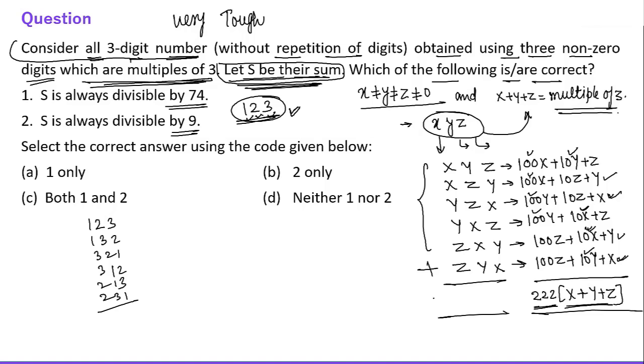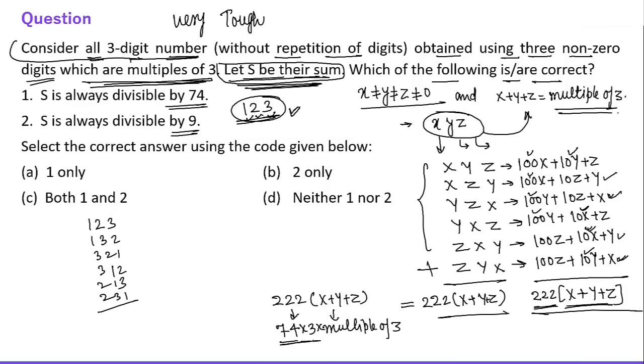So when you add all of these 6 numbers, the sum you get is 222 into x plus y plus z. Now this x plus y plus z is a multiple of 3, and 222 is 74 into 3, which is also a multiple of 3. So this means it is a 74 into 9 type of number. So the question is saying S is always divisible by 74. It is correct. And S is always divisible by 9. It is also correct. Both 1 and 2 are the correct statements.